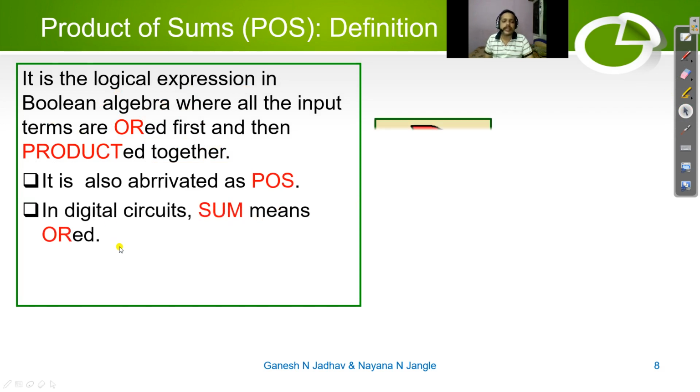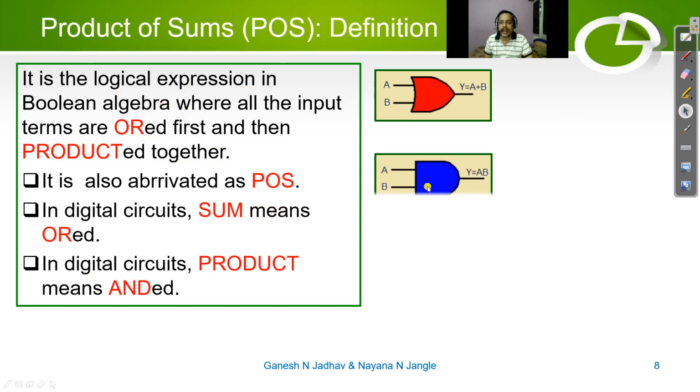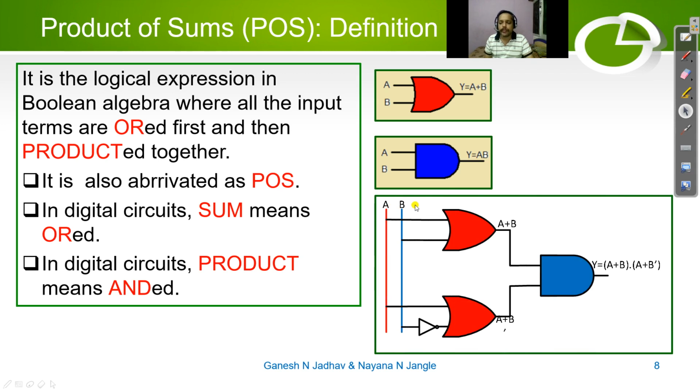In digital circuits, sum means ORed, and product means ANDed. If we combine these two, suppose we have inputs A and B. First I am doing the ORing. In the first logical gate the input is A and B, and in the second logical gate the inputs are A and B complemented. So here the input is A and here the input is B dash.